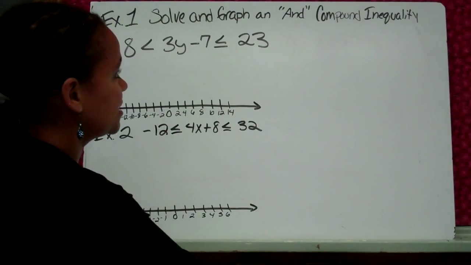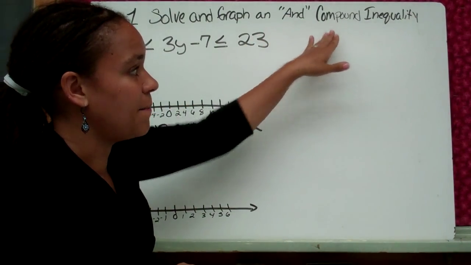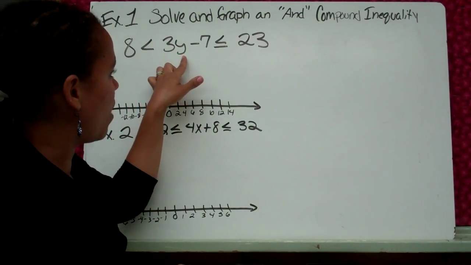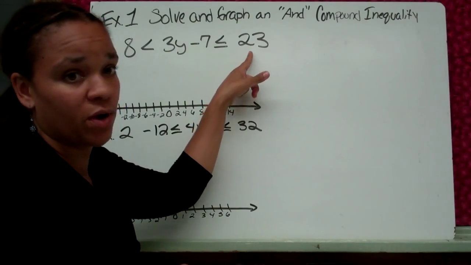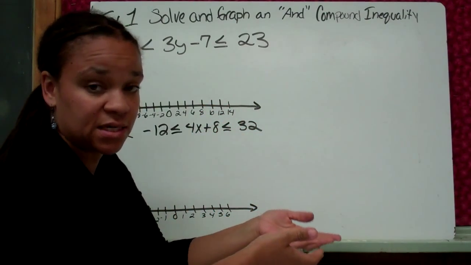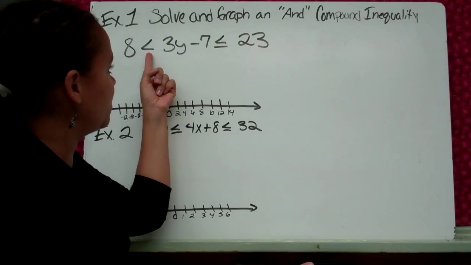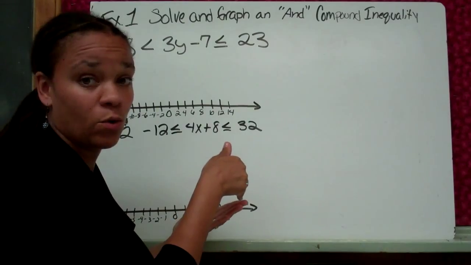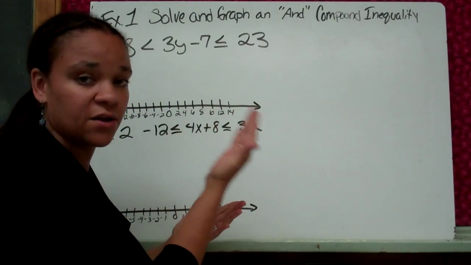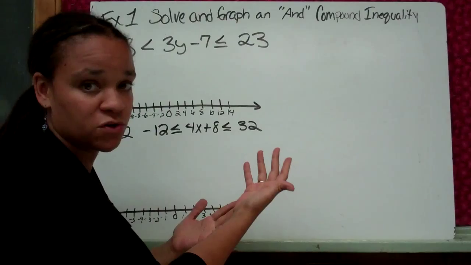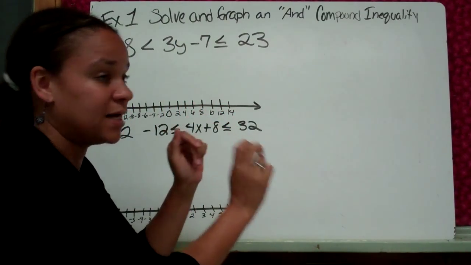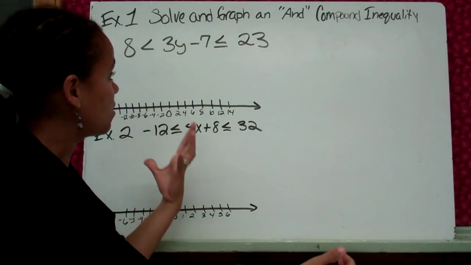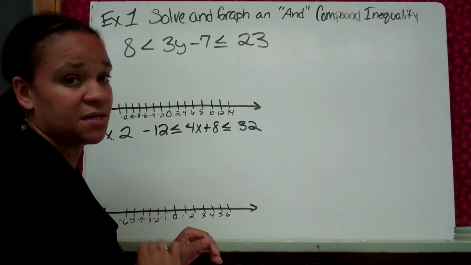Example 1 says solve and graph the compound inequality. So we have 8 is less than 3y minus 7, which is less than or equal to 23. The reason it's a compound inequality, and not just a simple one, is because we have two different inequality signs. Normally with an equation or a regular inequality, you have the left side and the right side, so whatever you do to the left, you have to do to the right. Well, now we have three sides: the left, the middle, and the right. So whatever we do to solve this, we're going to have to do to all three of these sides.